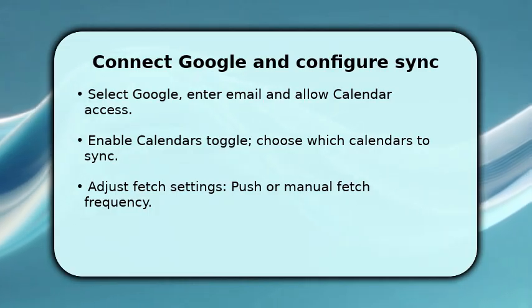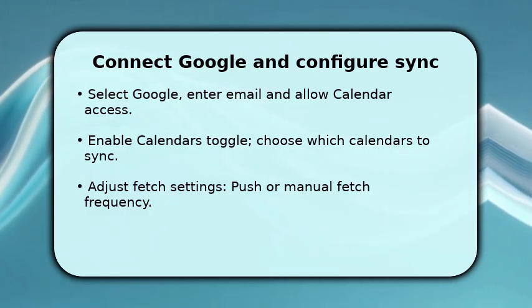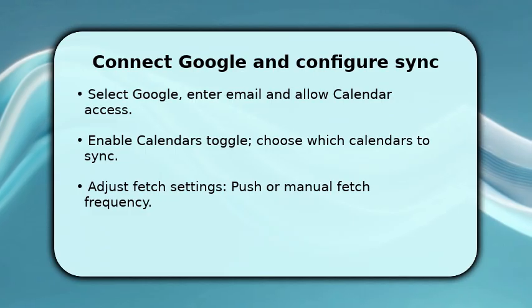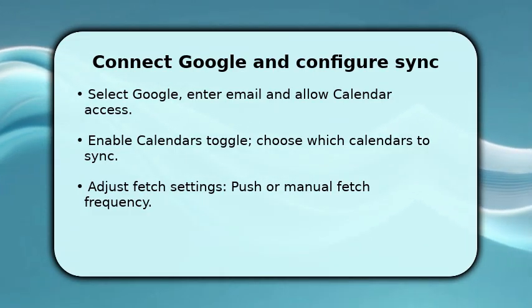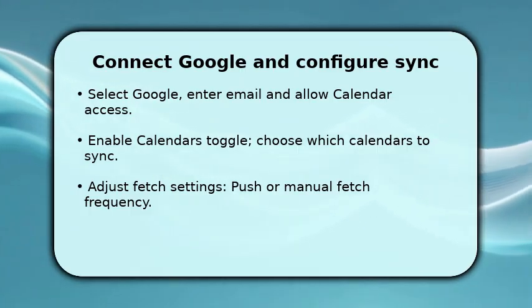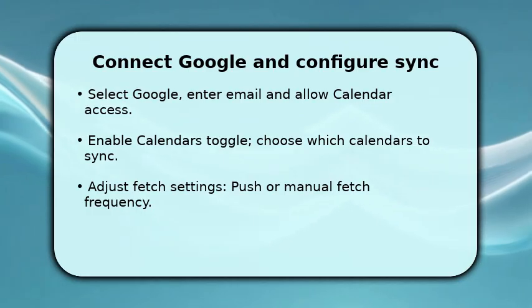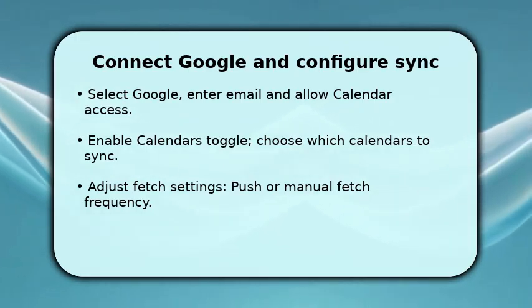After granting permission, enable the Calendars toggle and pick which specific Google calendars you want visible on Apple Calendar. Once selected, set fetch behavior. Push is immediate when available. Otherwise, choose a sensible fetch interval to save battery. Make sure default calendar settings match your preferred account so new events land where you expect. This step ensures two-way visibility.